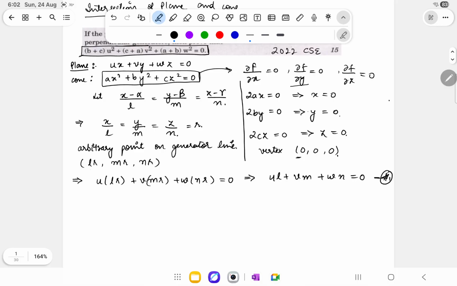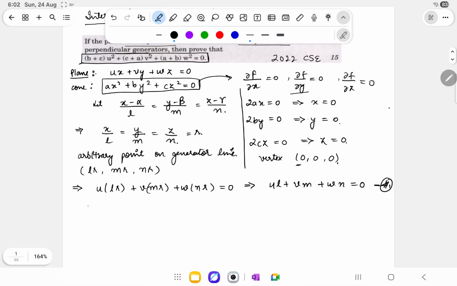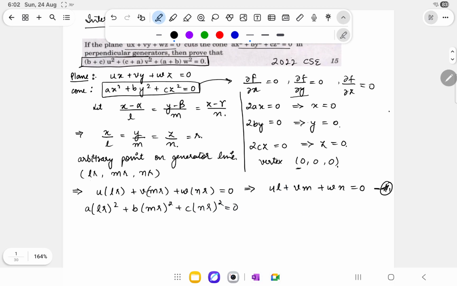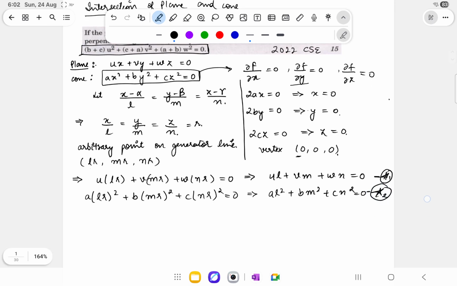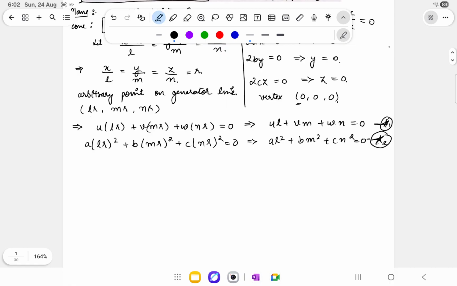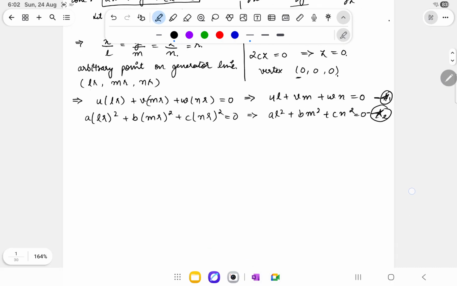Likewise, this point must satisfy the equation of the given cone also. So using that, I'll get a into (lr) square plus b into (mr) square plus c into (nr) square equals 0. If I simplify this equation as well, I will get al square plus bm square plus cn square equals 0, and let's name this equation star 2. So using the above conditions, I got two equations in l, m and n, and I can easily solve these two equations to get values of l, m and n.